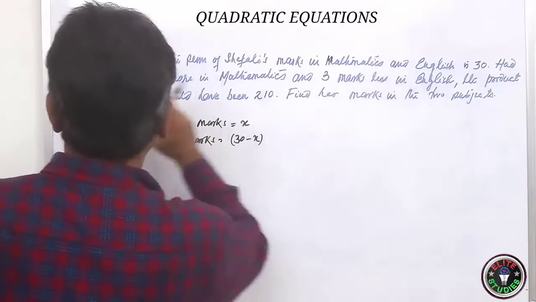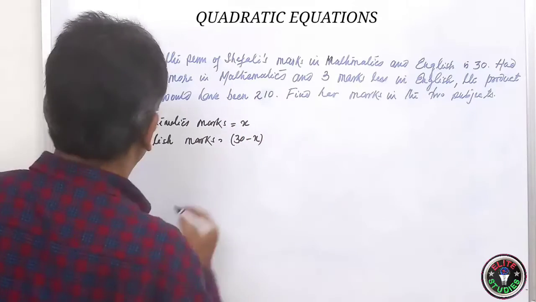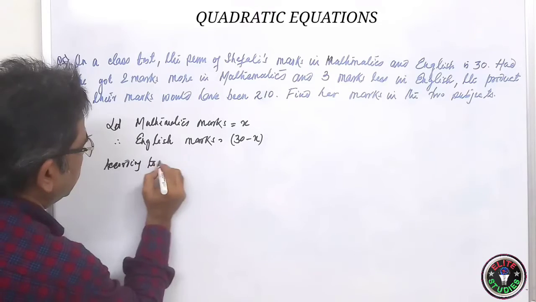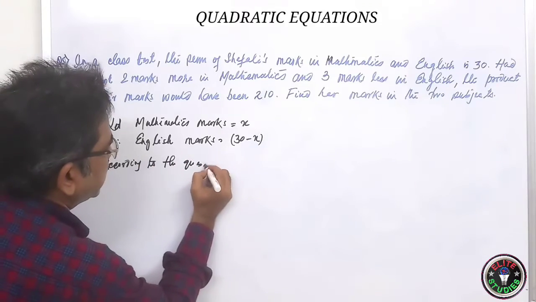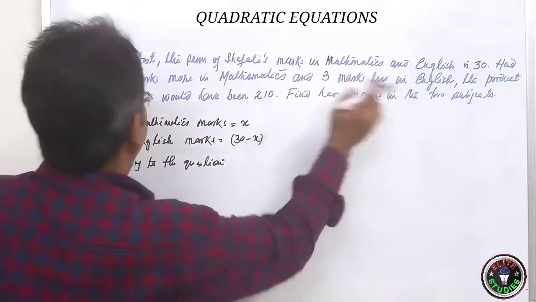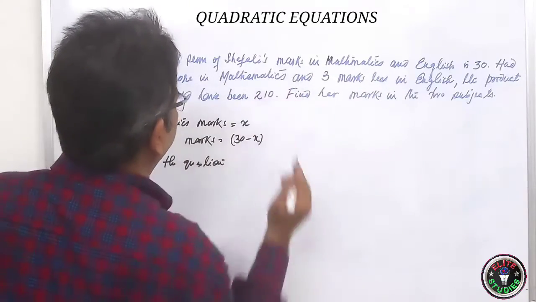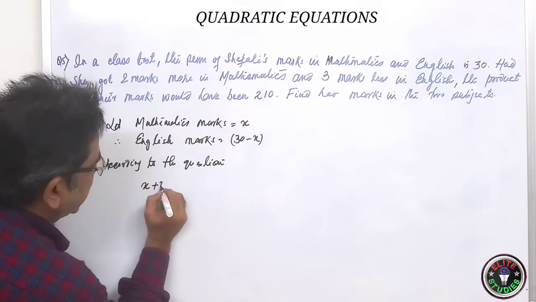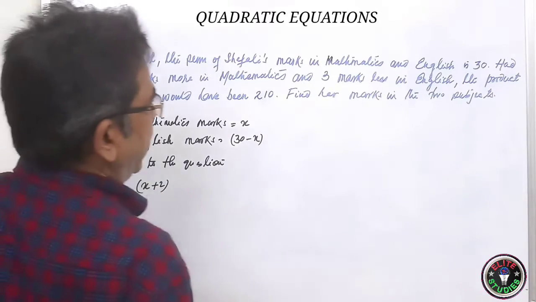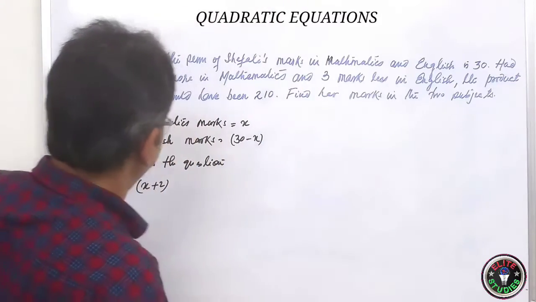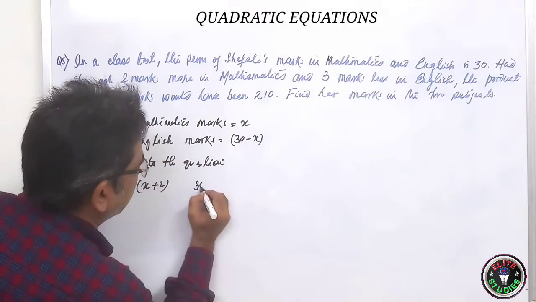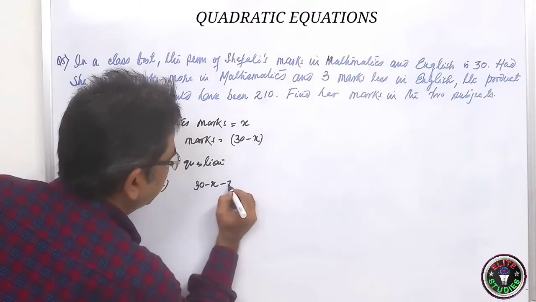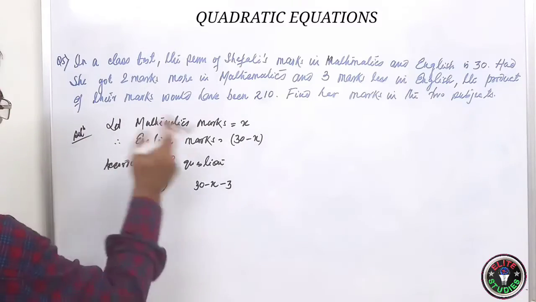So what is that equation? Had she got 2 marks more in mathematics. According to the question, 2 marks more means mathematics marks x plus 2, and 3 marks less in English. In English she has got 30 minus x, and 3 marks less means it is minus 3. The product of their marks.